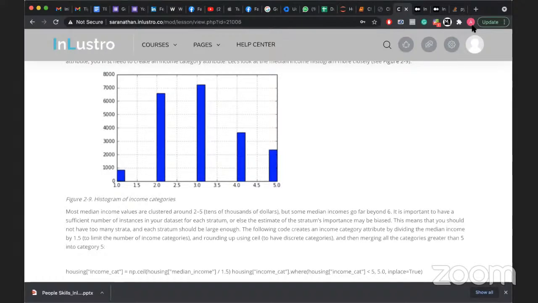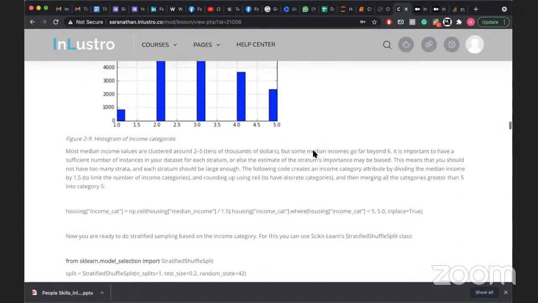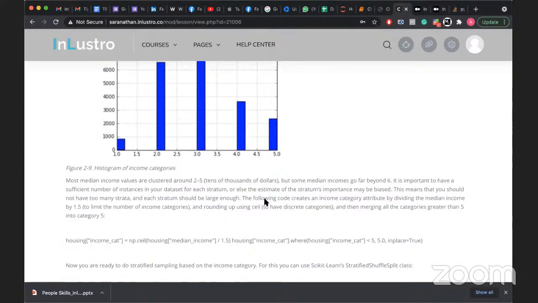So the following code creates an income category attribute by dividing the median income by 1.5, right? You divide the median income by 1.5, okay, to limit the number of income categories, and round up using the ceiling function and merge all categories greater than 5 into category 5. So what is happening here? np.ceil of housing median income by 1.5, right? And housing income category dot where income category is less than 5, then it stays; otherwise, you merge with 5. So all incomes that are greater than 5 are merged with 5. Okay, so this is the line that does that.